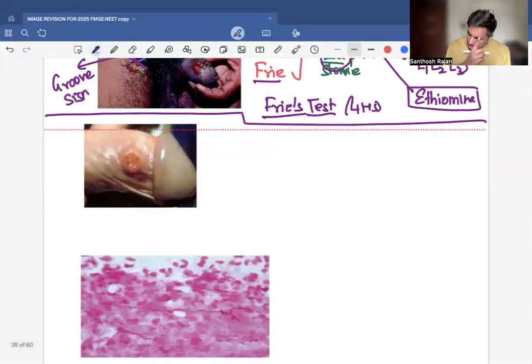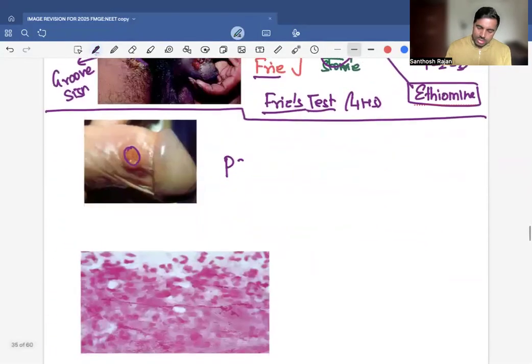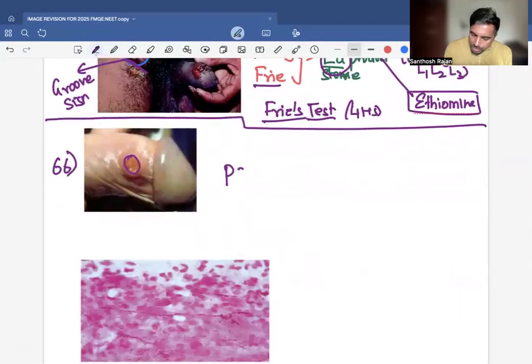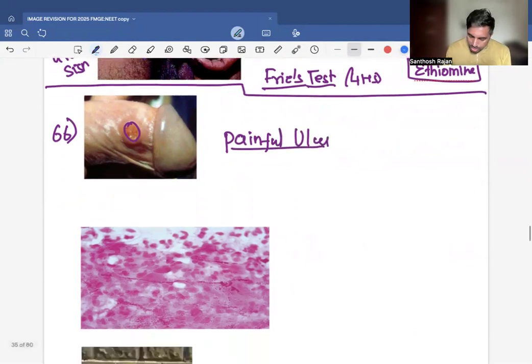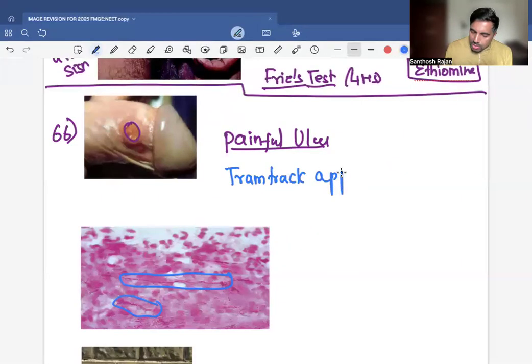Now in this question, next one. If you see here, this again can be any ulcer. So let's make the question like this. Painful ulcer. Okay, and then this picture was given. What you're seeing here is a tram track appearance. Continuous big tram track appearance. Painful ulcer with tram track appearance. If the question comes like this, all you have to remember is which one? Your Haemophilus ducreyi.